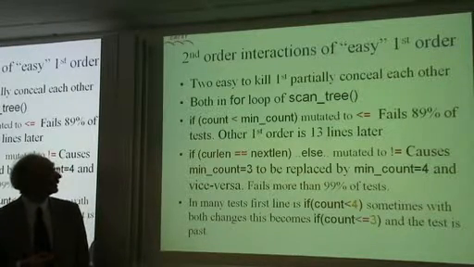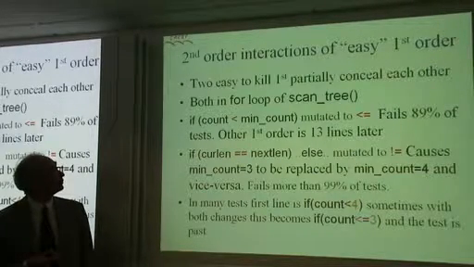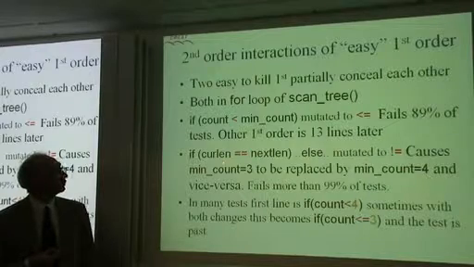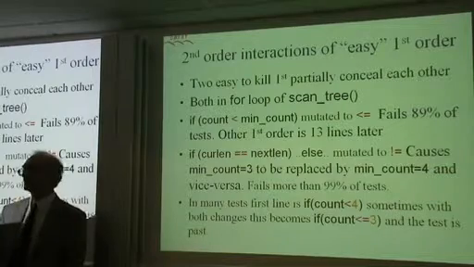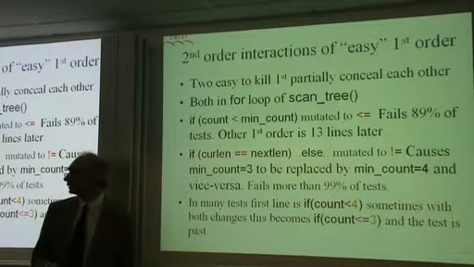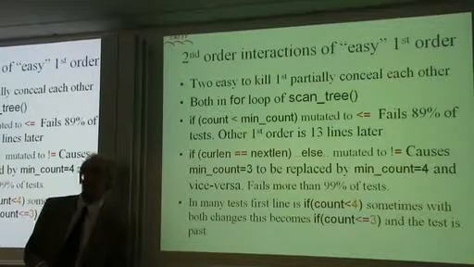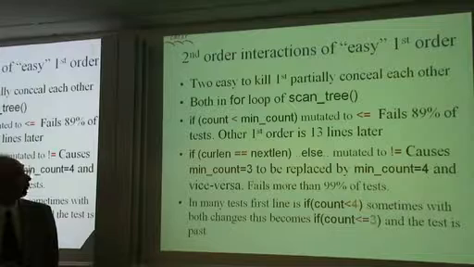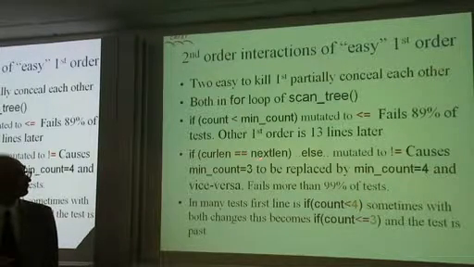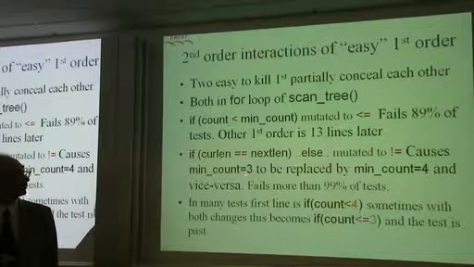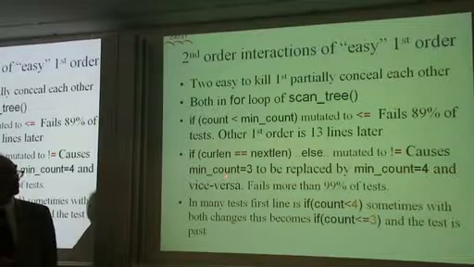The other one is in the same routine, about 13 lines later, where we replace equals with not equals, and again that immediately breaks 99% of the test suite. What this one actually does is reverse "min count is set equal to 3" with "min count is set equal to 4". Those are two clauses in the same else.